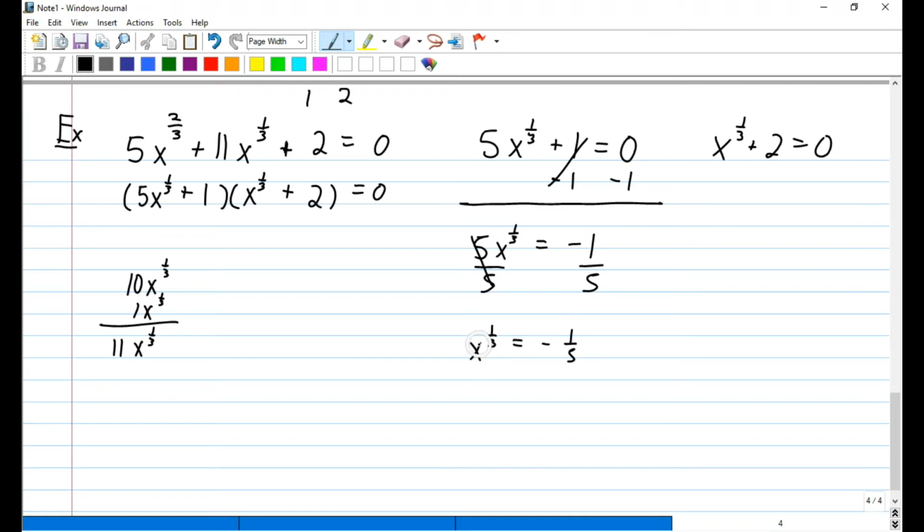So when we get to this point, what do we have to do? We have to raise both sides of the equation to the reciprocal, which is going to be 3.